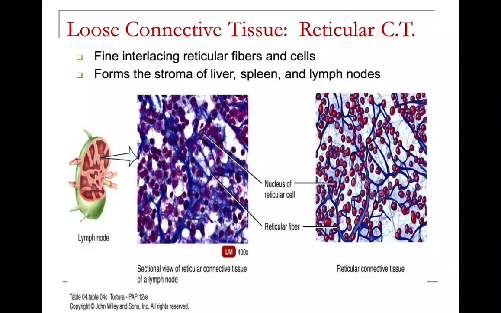So then reticular connective tissue, you've got the fine interlacing reticular fibers and cells. It's going to make up the stroma of the liver, spleen, and lymph nodes. It's going to help hold their structure together.